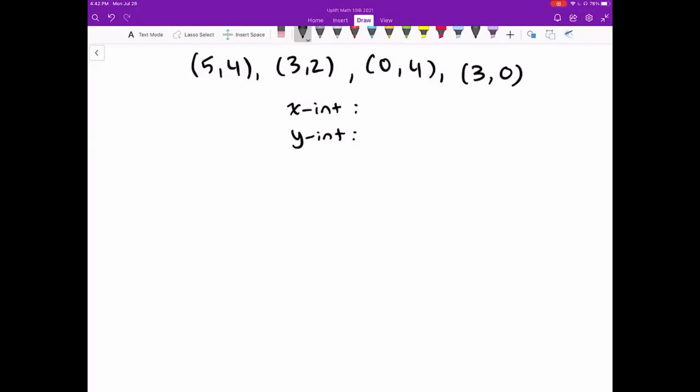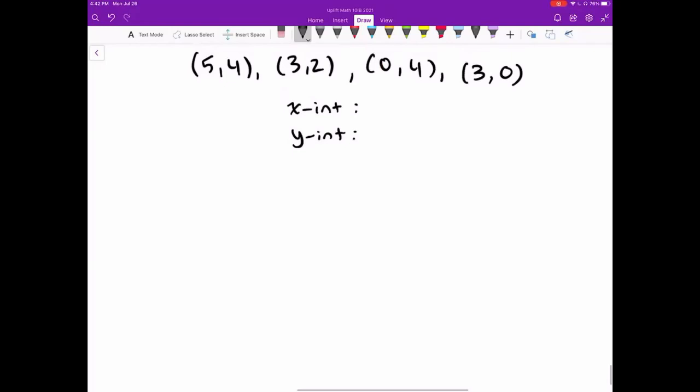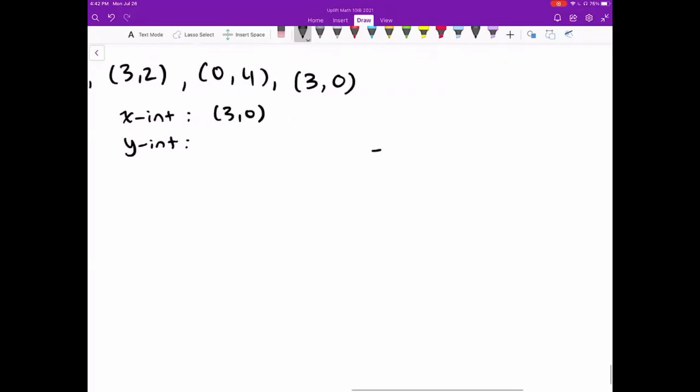Zero, 4 as x and 3, 0 as y. You're close. You're definitely on the right track, but it's actually flipped. X is number 3. For the first 2 points, they're actually not x-intercept nor y-intercept. I just put them in to trick you guys. But yeah, so the x-intercept would be 3, 0, because when you draw them out on the graph, 3, 0 is right here.